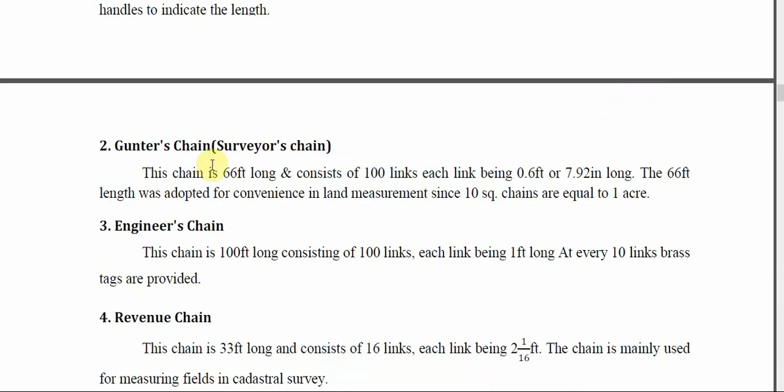The next type of chain is Gunter's chain or surveyor's chain. Now, unlike metric chain, which is available in the lengths of 5 meter, 10 meter, 20 meter, and 30 meter, Gunter's chain is only available in 66 feet. The length of Gunter's chain is fixed. It is 66 feet and it has 100 links. Now, each link is 0.6 feet.